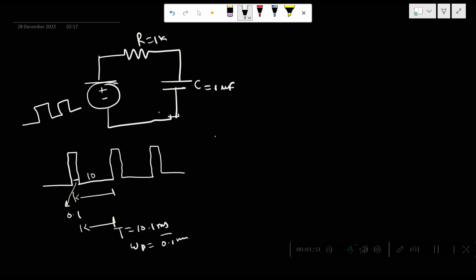And tau we can calculate by multiplying R and C, which gives us 1K into 1 micro. That boils down to 1 millisecond. So what we can conclude from here is the pulse width is 0.1 millisecond and tau is 1 millisecond, which means the pulse width is 10 times lesser than the tau, the time constant.